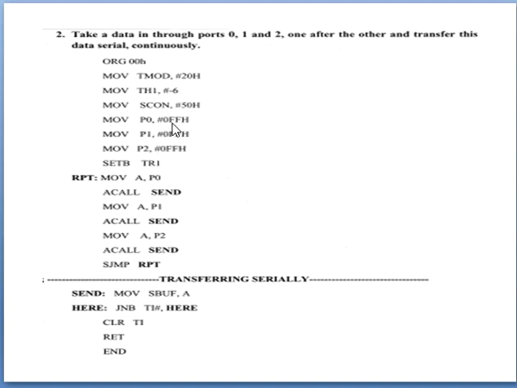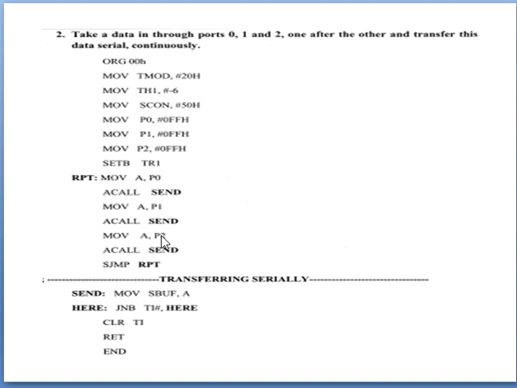So they are loaded with certain values on port 0, port 1, port 2. Then set TR1. Actually what they are making is port 0, port 1 and port 2 take some data, so that's why they have sent FF to all these 3 ports, to make them take data. Then setb TR1, since we are going to start the timer. Move A comma P0, so first data we are going to read from the P0 port, then acall send.